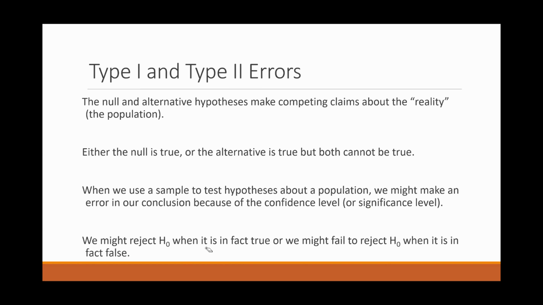Remember, the null and alternative hypotheses are making competing claims about reality. That is, they're making competing claims about the population. Either the null is true or the alternative is true, but both cannot be true and both cannot be false. Remember, they're mutually exclusive and exhaustive. So it is one or the other.